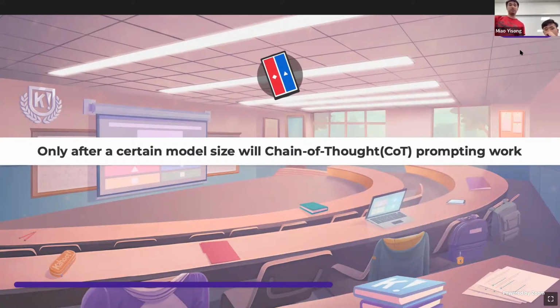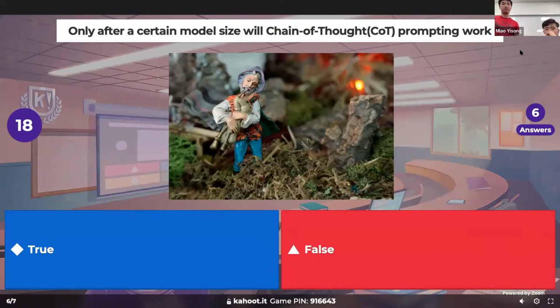So this question is, after a certain model size, your chain of thought prompt works. Then you're asking whether this is true or false. What the hell is it? Cute photo. Is it the Kahoot default? Yeah.